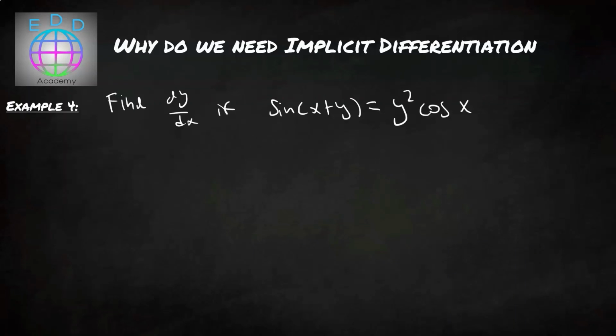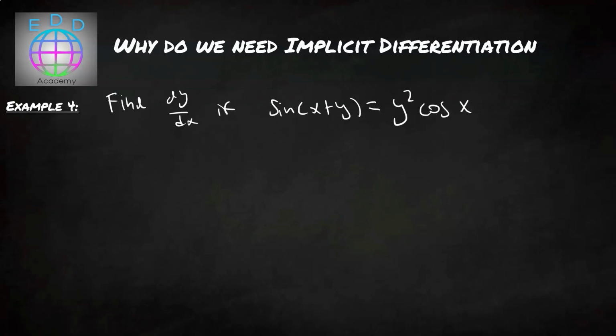So if we take a look at this example, it reads, find dy dx if sine of x plus y equals y squared cosine x. I included this example because it reiterates that we always need to keep in mind trig knowledge, and I just wanted to combine both derivatives of trig functions with implicit differentiation. It doesn't change the problem at all, that was just something I wanted to note.